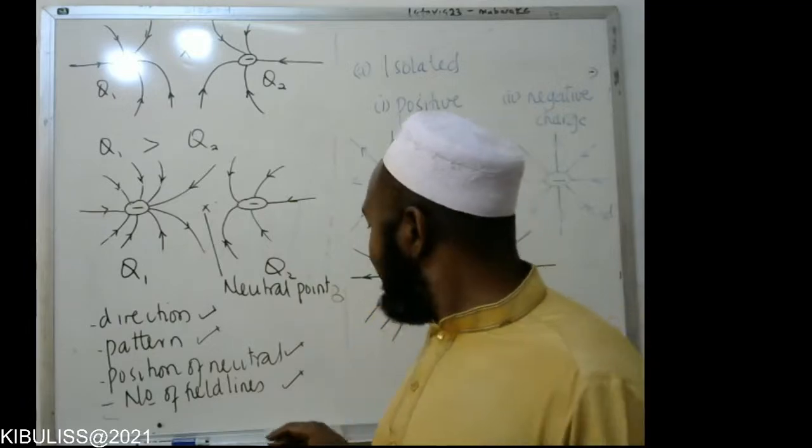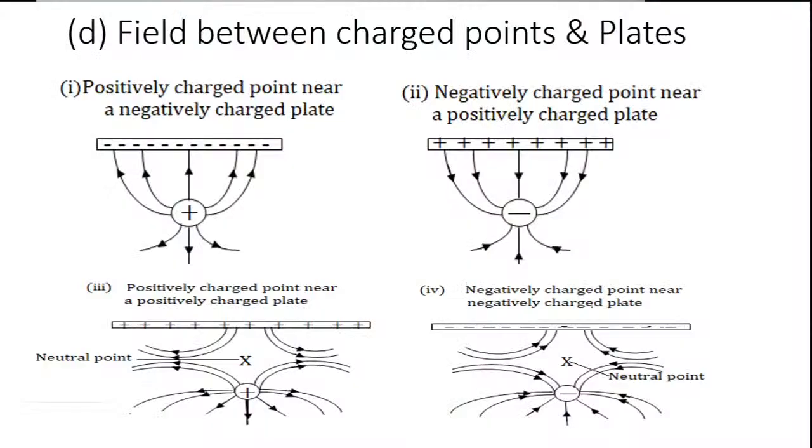Okay. Now we go to patterns and plates. Fields between charged points and plates. The plates have only 2 charges: positive and negative. Now the charges also are having only 2. It is the pattern that is going to remain the same. Now we go to sketches.